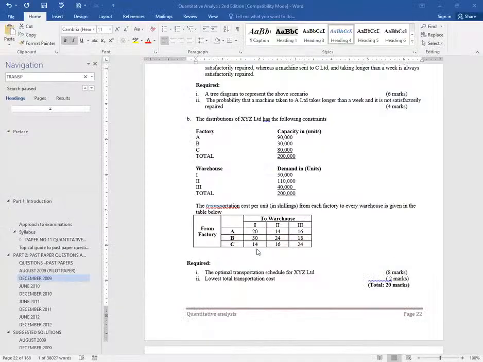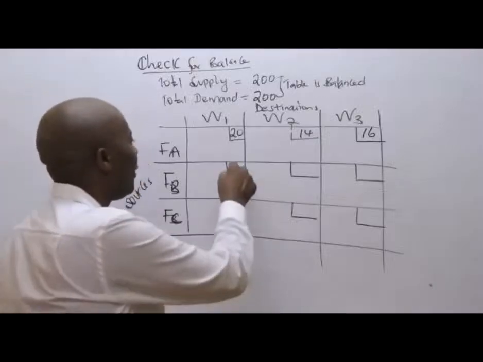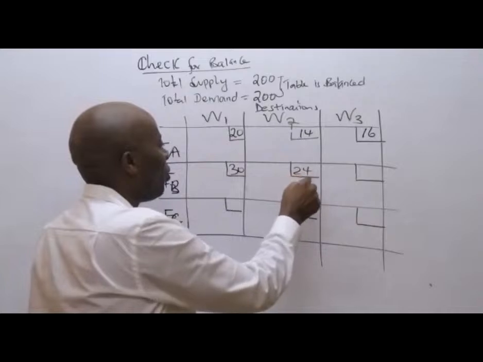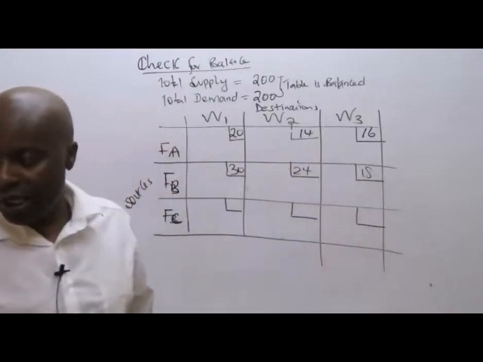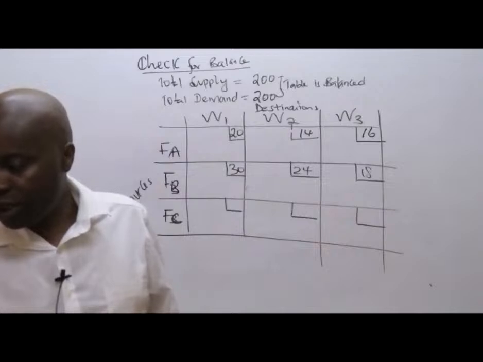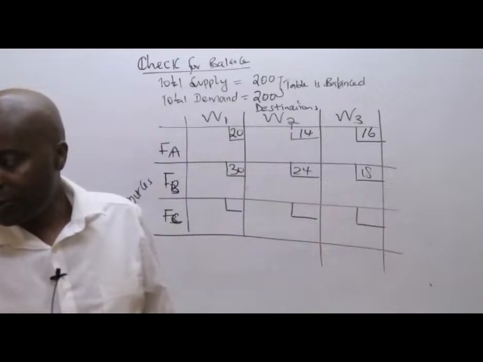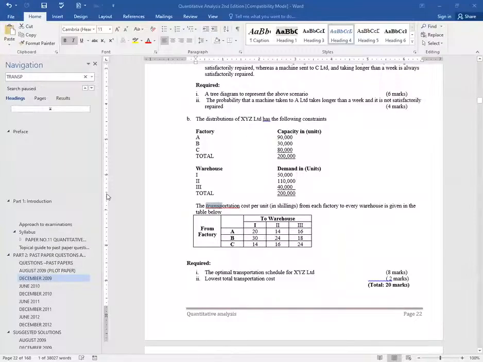If you look at this table, from A to the warehouses we have 20, 14, 16. And then we have 30, 24, 18. And the last row, from factory C, what are the transportation costs? From C, what do we have here? 14, 16, and 24.